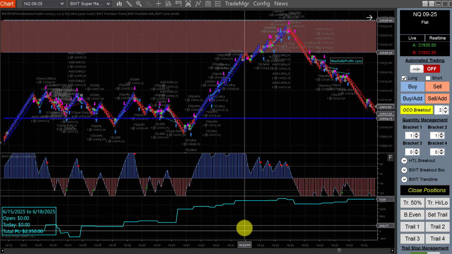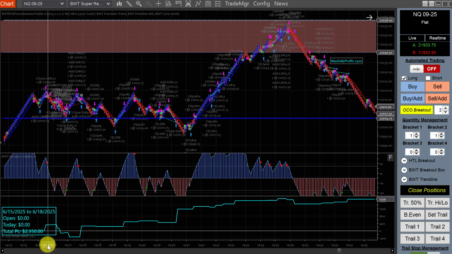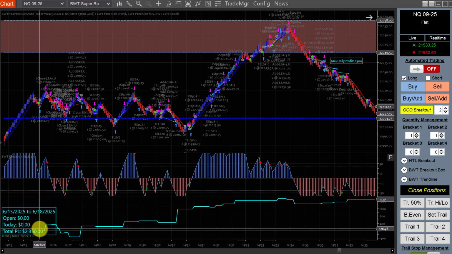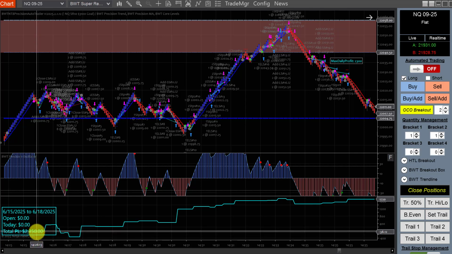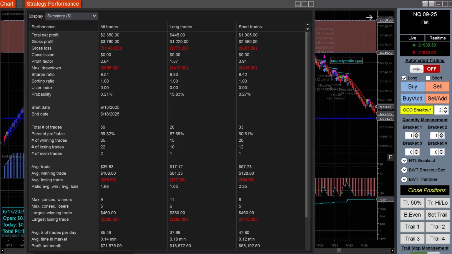And then this is essentially the same thing, but I had already had some profit in the eval account, so I only needed to go to 2350. Here's the performance report for this account. This was 59% profitable with a profit factor of 2.6. The average winning trade was 108, average losing trade was 65, so pretty decent.